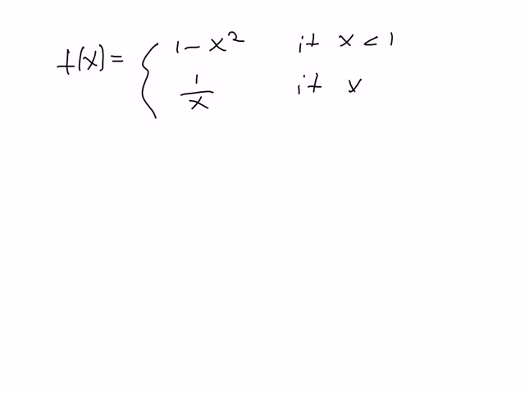So now we are looking at problem 17, which says something like this. We have f of x is equal to 1 minus x squared if x is less than 1, and 1 over x if x is greater or equal to 1, and we want to show at a equals 1 that there is a discontinuity.